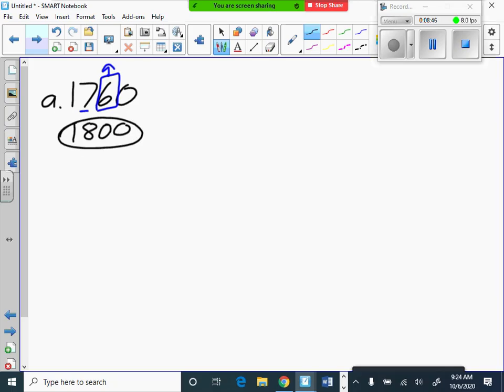1,800. In other words, if you don't understand this, is 1,760 closer to 1,700 or 1,800? That's really what we're looking at. What's the 100 before it? What's the 100 after it? Which one is it closest to? Does that make sense?